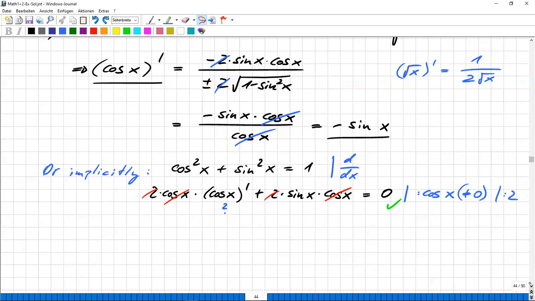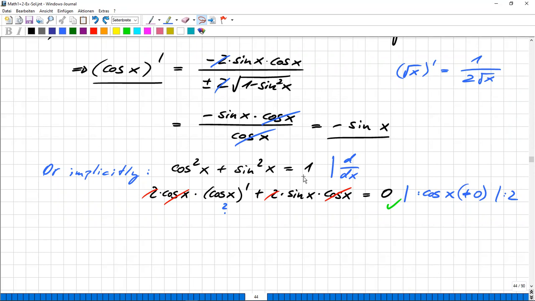It's possible to use the so-called implicit differentiation, which sometimes is applied simply to an equation. The thought behind it is just the following. You have a valid equation. Since this equation is valid for all values of x, it means that this term, as complicated as it may be, is always equal to plain 1.